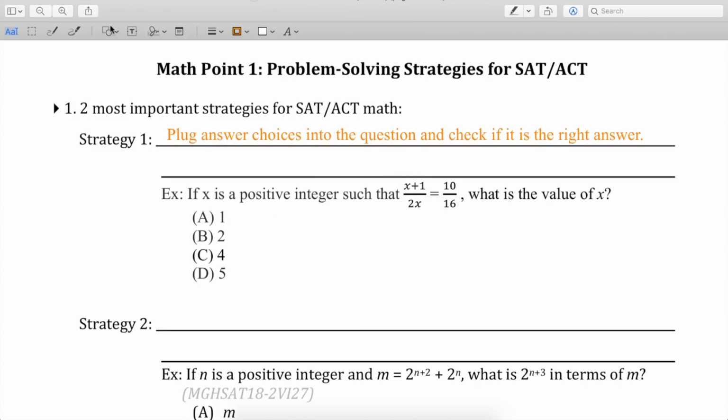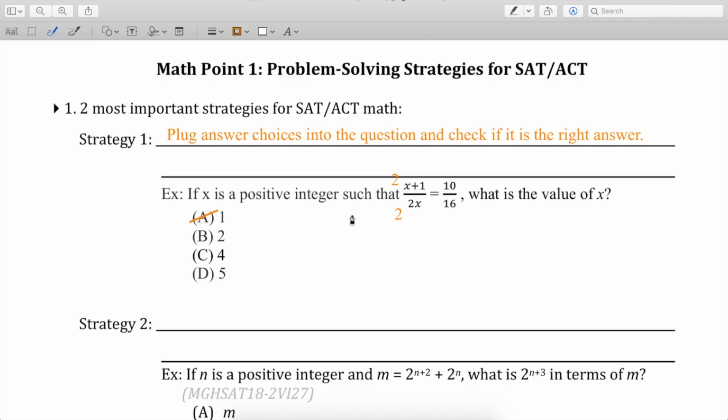So let's try. If you put in 1 for x, on the left side you have 1 plus 1, which is 2. And at the bottom you have 2 times 1, which is also 2. So you have 2 at the top and 2 at the bottom. It's 2 over 2. But obviously 2 over 2 is not 10 over 16. So choice A is wrong, and we know that right away.